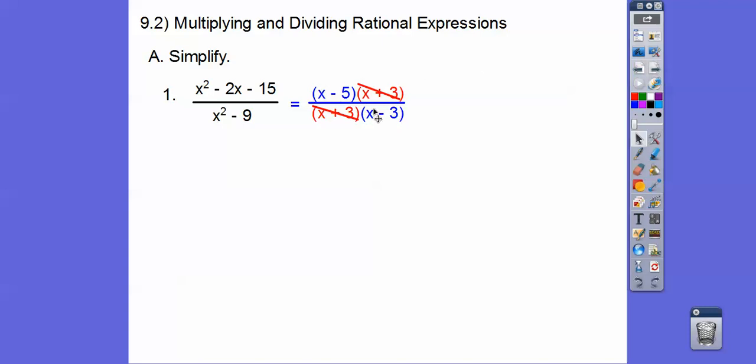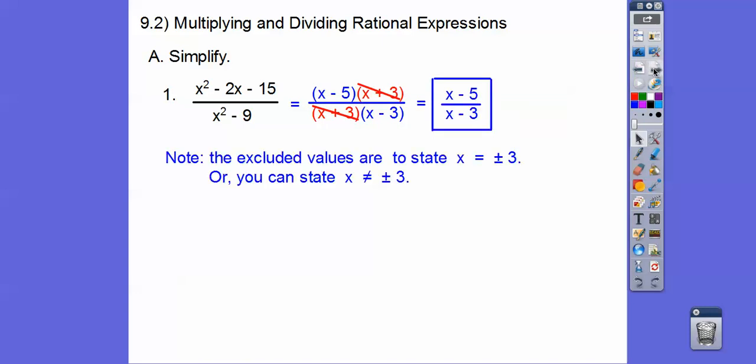Now, also in your directions, it'll say state the excluded values. So there's our simplified version, and the excluded values would be x equals plus or minus 3, because that would give us 0 in this denominator. You can say the excluded values are plus or minus 3, or you can just say x does not equal plus or minus 3. That means the same thing.